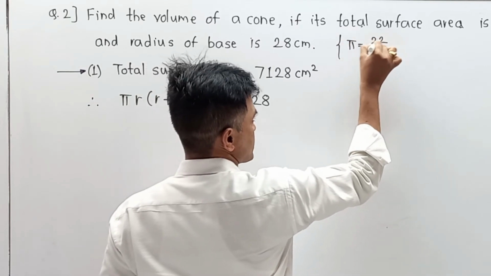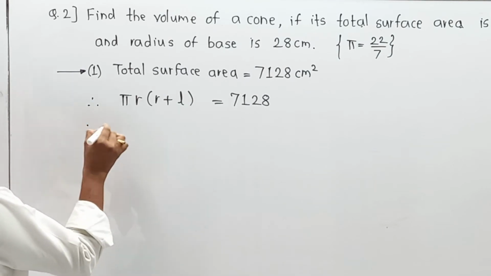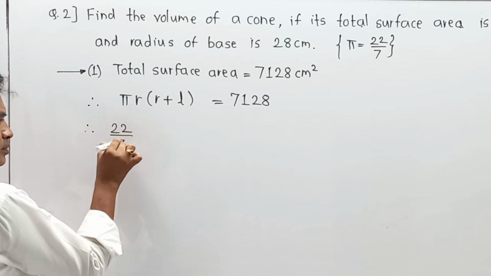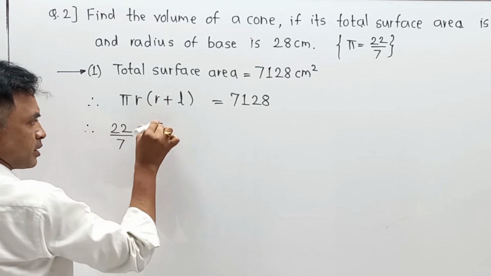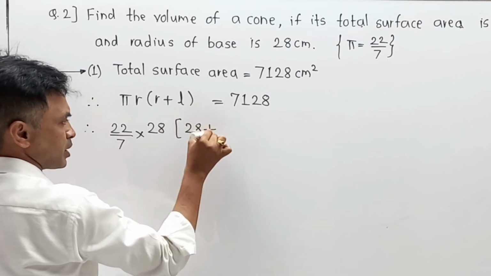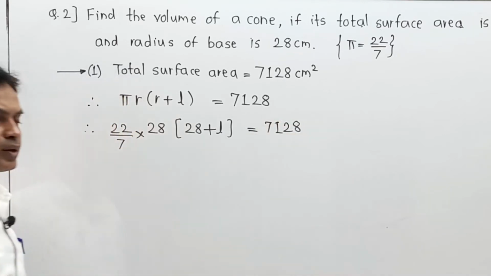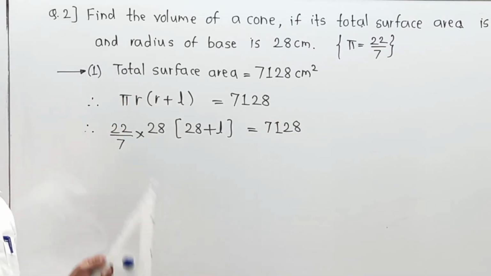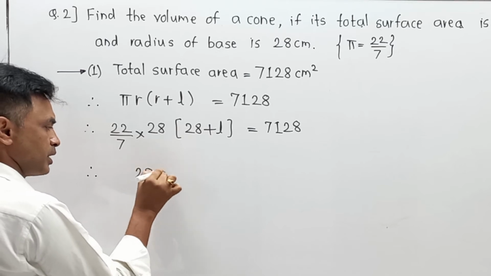Now, one by one, in the given data they have mentioned one special part, that is pi equal to 22 by 7. So we are using this value over here. Pi means 22 by 7 into radius r. They have given the base radius as 28, into bracket r plus L. So r is again 28 plus L is equal to 7128. Up to this step, most students can complete it, but beyond this, calculation and practice for simplification is most important. Here the first part, 28 plus L, I am going to keep as it is.